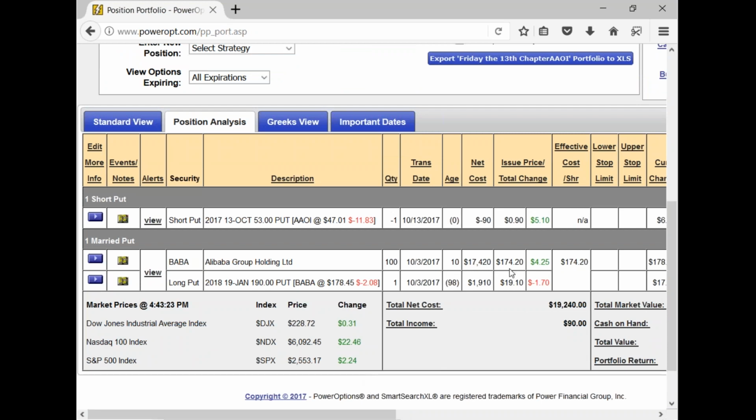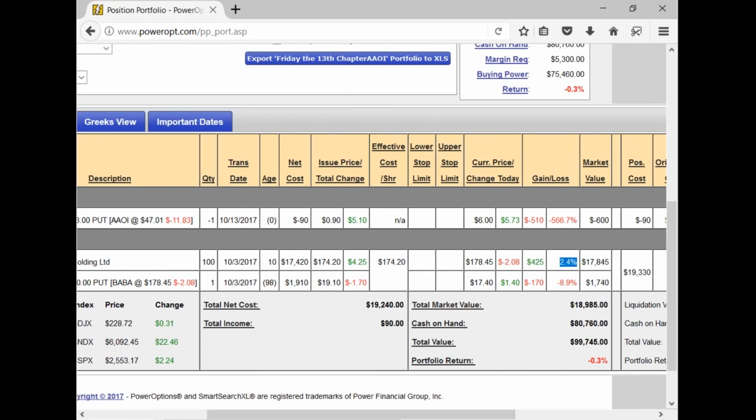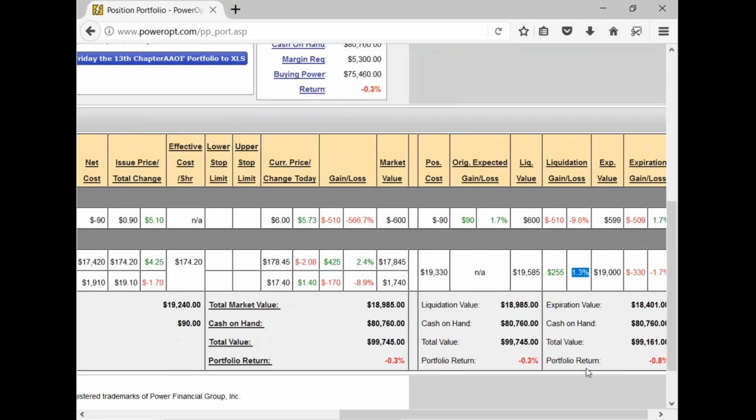All right. So in the married put position, his stock's up 425 or 2.4%. I say, oh no, the put's down 8.9%. Yeah, but it's only down $1.70. So he's got a 2.4% growth in the stock, and he's still making 1.3% on the position. Yeah, the put costs money, Mark. You lose on the put if the stock goes up. But done in the proper structure, which we teach in the blueprint at RadioActive Trading, you're still going to make 50 to 60% of the growth in the position.